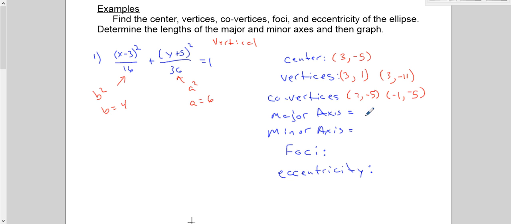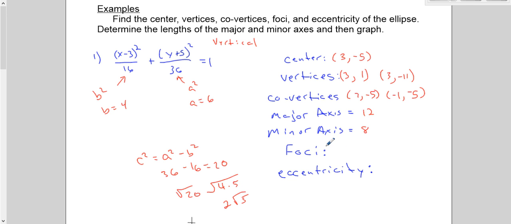So then we look at the major axis, which is going to be 2 times a, so 6 times 2 is 12. My minor axis is going to be 2 times b, so 2 times 4 is 8. So for my foci, I need to take c squared equals a squared minus b squared. Well, a squared is 36, b squared is 16. When I subtract 36 minus 16, I get 20. And the square root of 20 simplifies down to 4 times 5, and the square root of 4 is 2. So 2 times the square root of 5.